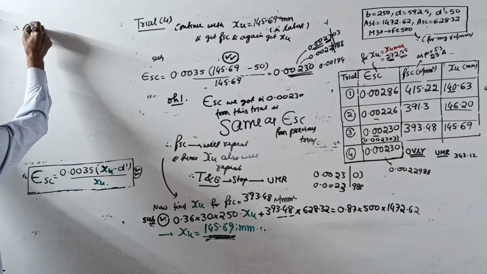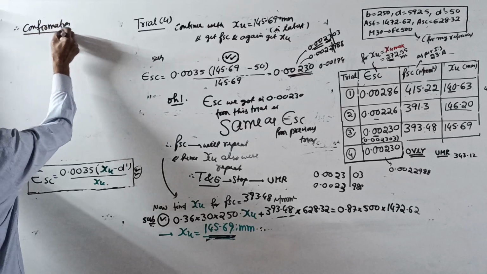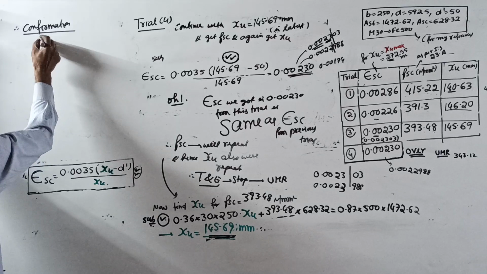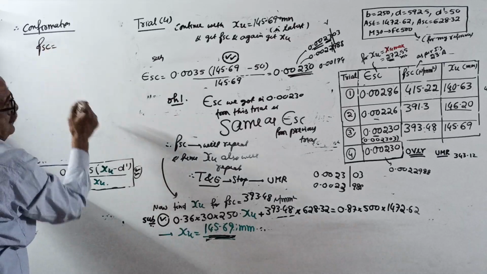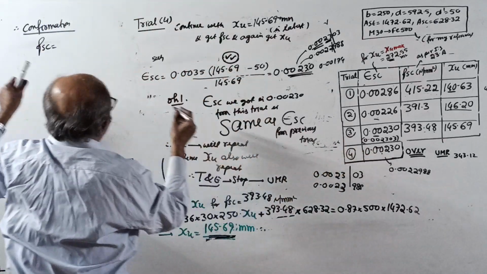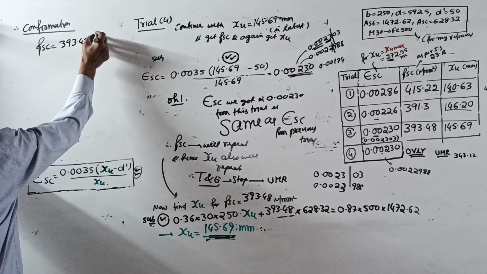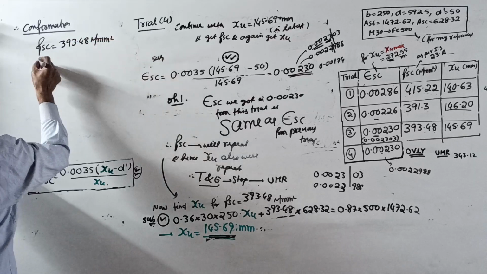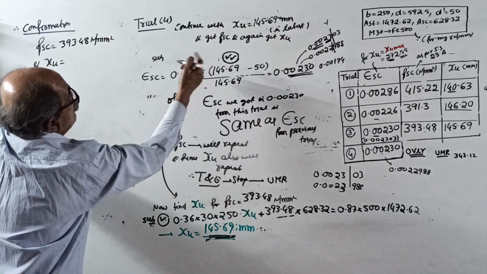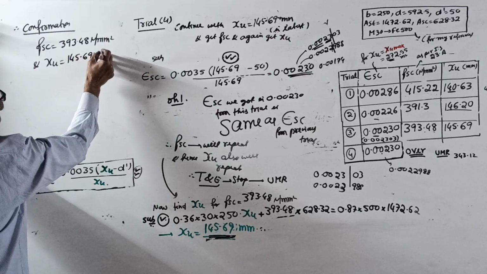Therefore, confirmation. First fsc. Your fsc is the same answer as last time. I wrote here once again the same, 393.48 Newton per mm square, and xu equal to 145.69 millimeter. Over.